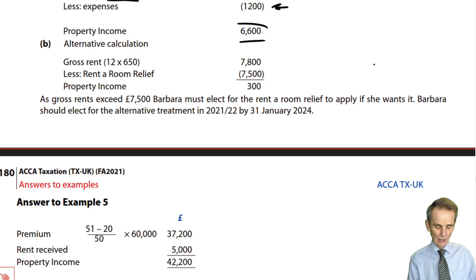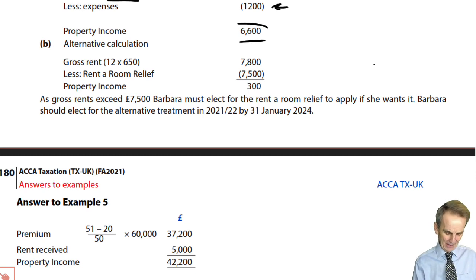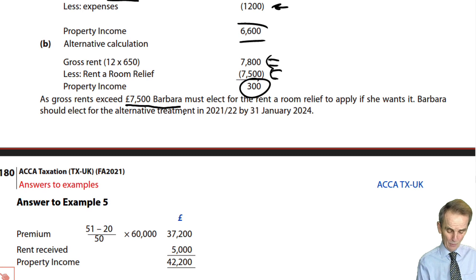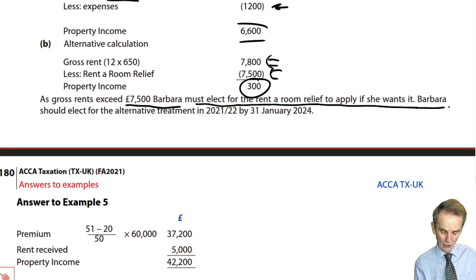Alternatively, if we claim the rent-a-room relief, which I think you can see pretty clearly here, it's a bit of a no-brainer, I think we will. We have our gross rent again of £7,800. We ignore actual expenses and simply exempt the first £7,500 worth of that income, applying the rent-a-room relief. And that, of course, leaves us with just an assessment of £300. As gross rents have exceeded £7,500 and therefore there would be an assessment, we must elect for the rent-a-room relief to apply if she wants it.